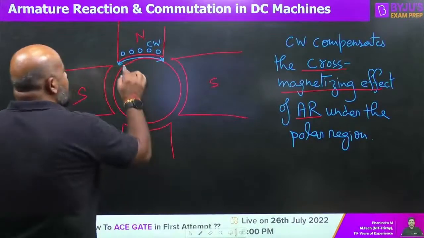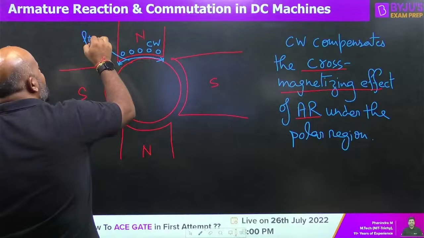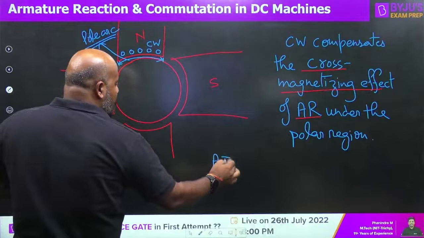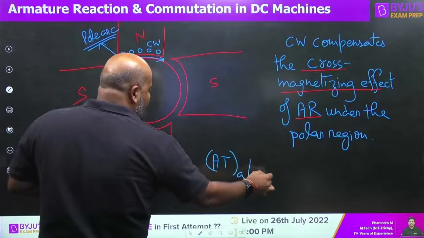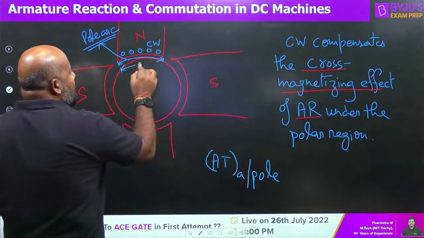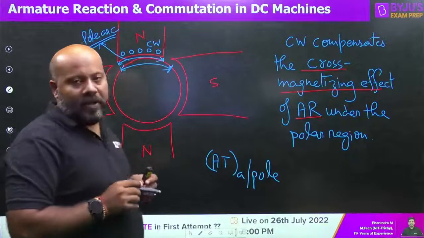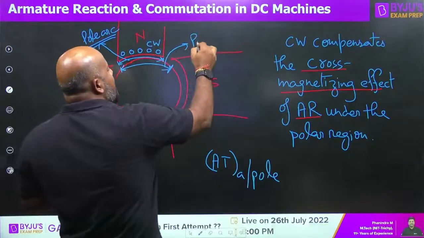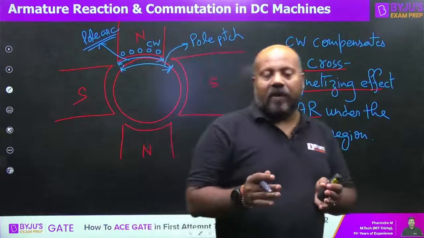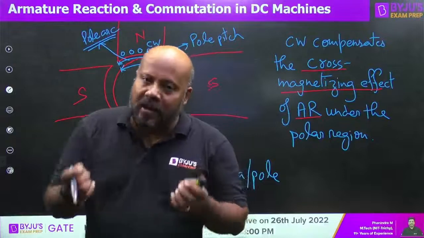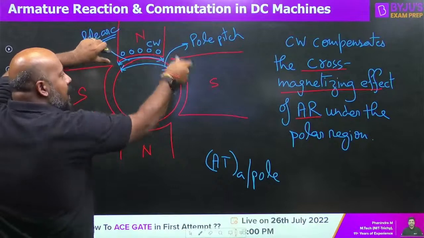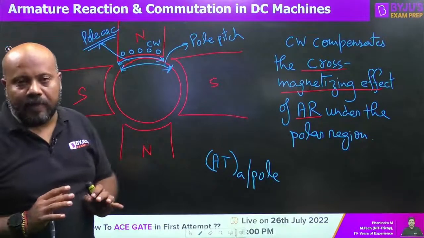This is what we are defining as pole arc. What you are finding as ampere turns of the armature winding per pole gives you ampere turns of the armature winding for one pole pitch. You know what is pole pitch? This is pole pitch. The peripheral distance between two similar points on the adjacent pole is the pole pitch.